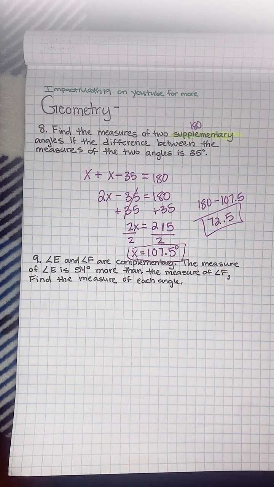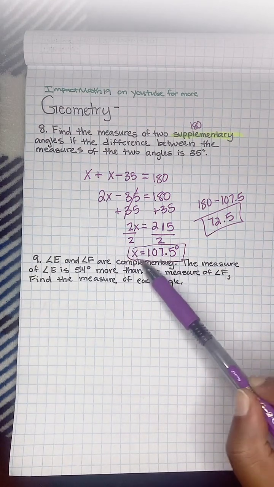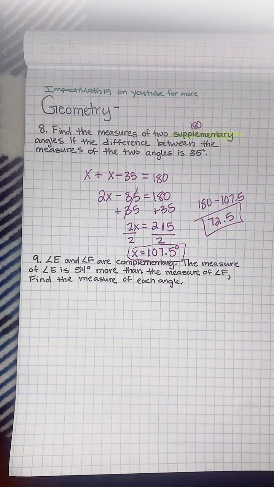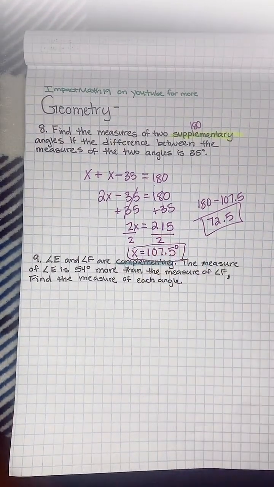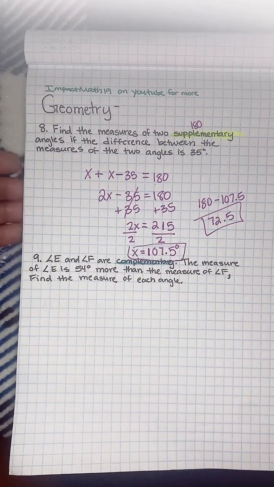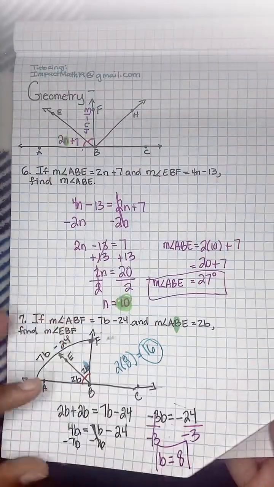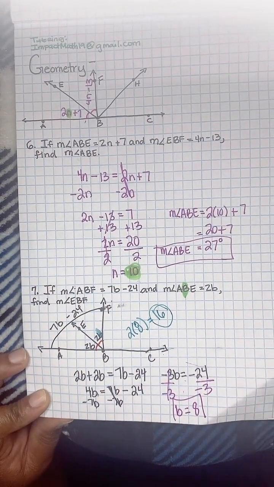All right, let's go to number 9. Angle E and angle F are complementary. Complementary is a huge, huge word. Does anybody know how much complementary is? Oh, before we go to this one, I told the person we would go back because they had a question. 90, yes, beautiful.